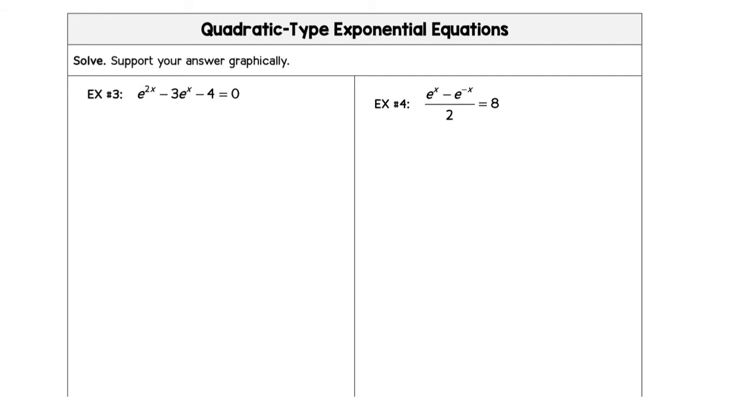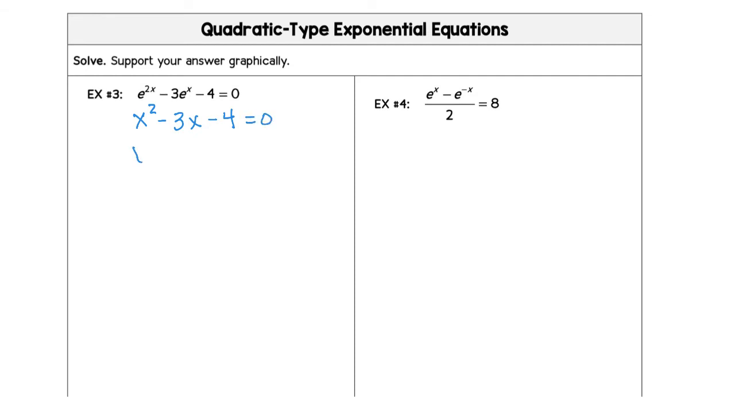All right, now the next part, we're going to support our answer graphically, but we're going to go through and we're going to factor this, and we're going to see if we can get our answer for it. So for the first part, let's see if we can factor this. And if you're not sure about the factoring part, think about this as x squared minus 3x minus 4, if you want to think of it that way first.